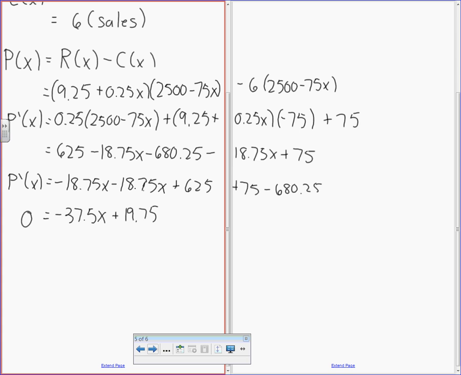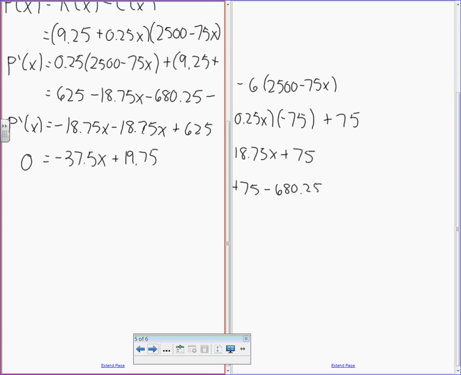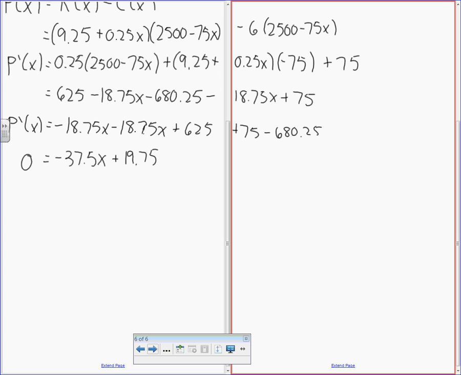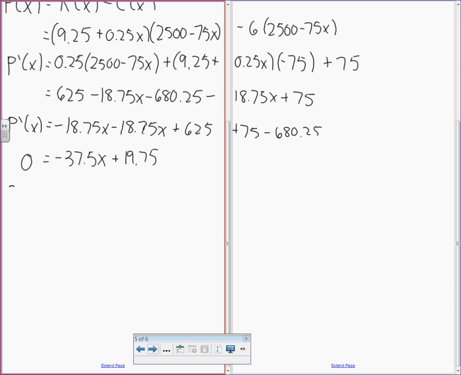Okay, and I want to set that equal to 0. I'm going to move up here again because I don't have a lot of space here. So I'm going to say that 37.5x is equal to 19.75, divided by 37.5. I'm going to hit pause in the video and find a calculator in a second, guys. Sorry.